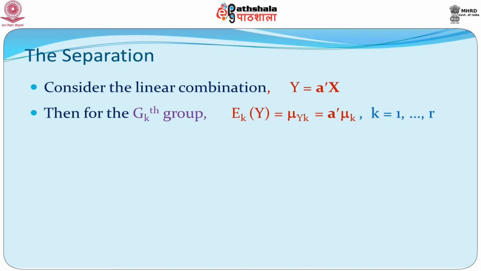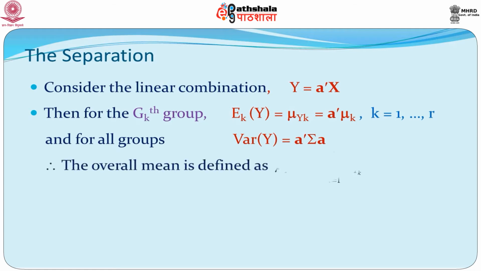And for all the groups, we have the variance of y equal to A prime sigma A. Again, remember that all the groups have the same variance. So in this case, sigma is not characterized by each of the groups separately, and we have the variance to be common as A prime sigma A. The overall mean now is defined for y as mu y equal to 1 by r summation over k of mu yk. It is again the mean of the means of the y's of the different groups, and that gives you the overall mean of y.